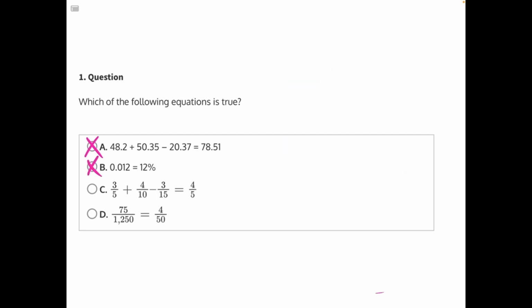For answer choice C, we're going to need to find some common denominators. So let's start with the first two fractions in this equation. For this one, we know that 5 is a factor of 10, so we can just focus on multiplying this fraction by some other whole fraction to get a common denominator of 10. 5 times 2 will give us 10, so we need 2 on the top and 2 on the bottom. 2 times 3 will give us 6. 2 times 5 will give us 10.